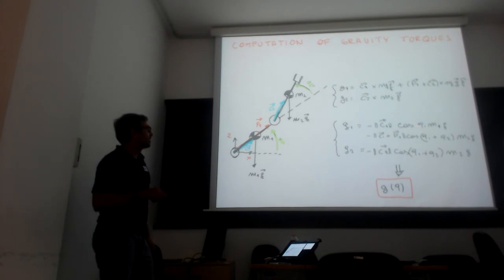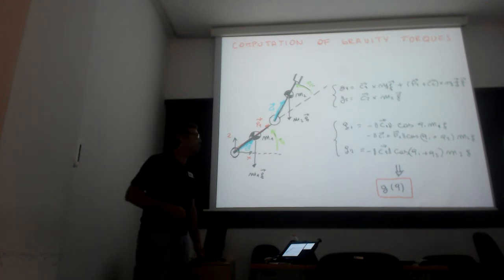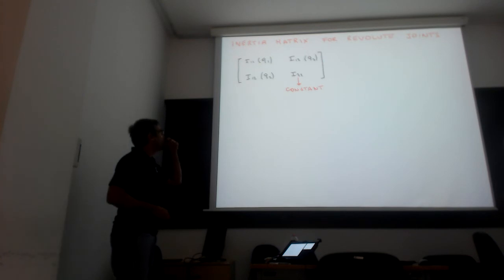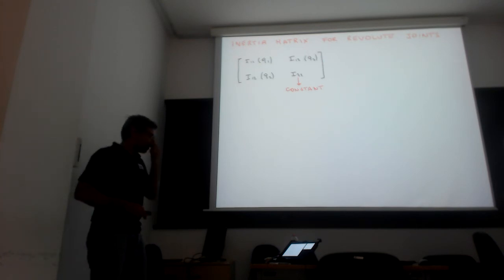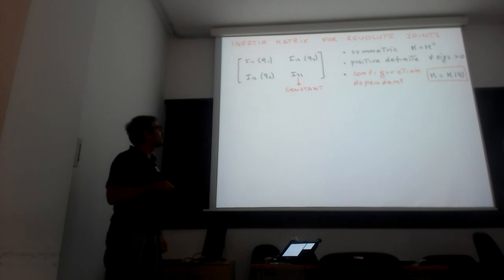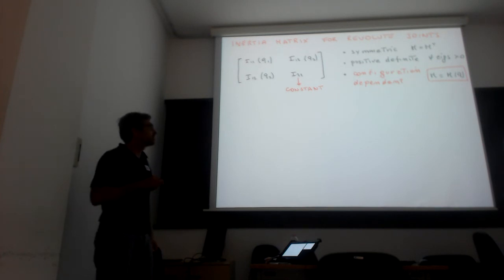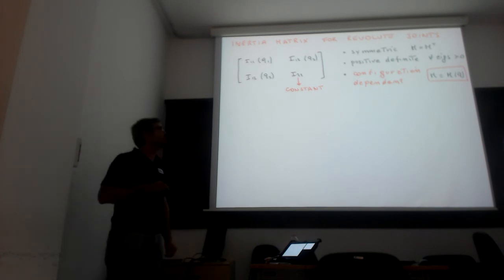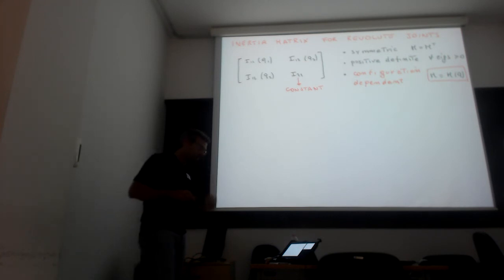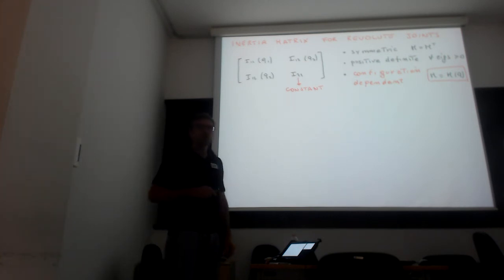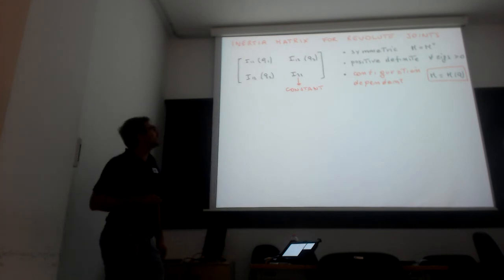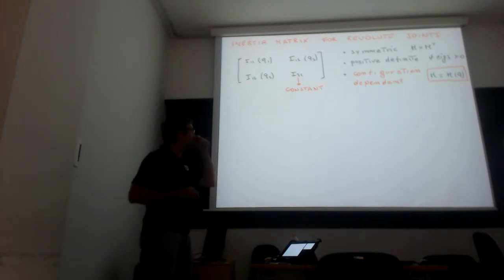And this is how you express the cross product explicitly. You see here that because of the cosine of Q1 and Q2, the gravity is position dependent. Now, if you look at the inertia matrix, we see, as we said, that it's symmetric and positive definite. This means that all the eigenvalues are positive, and it is also configuration dependent. So even in the case of rotational, revolute joints, the inertia matrix is configuration dependent.